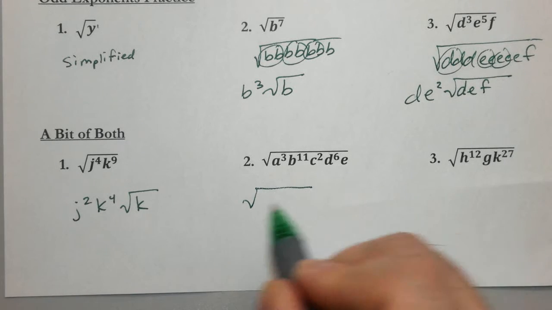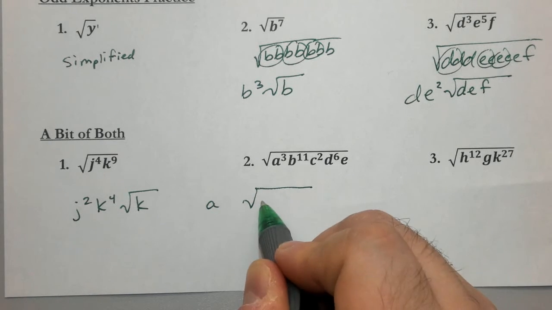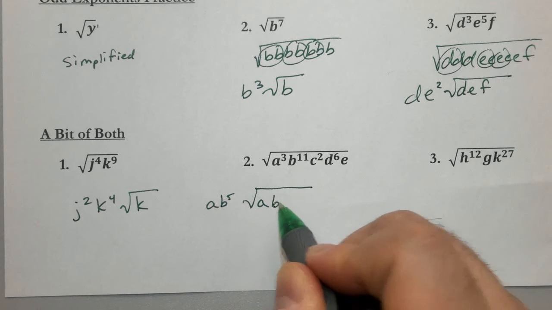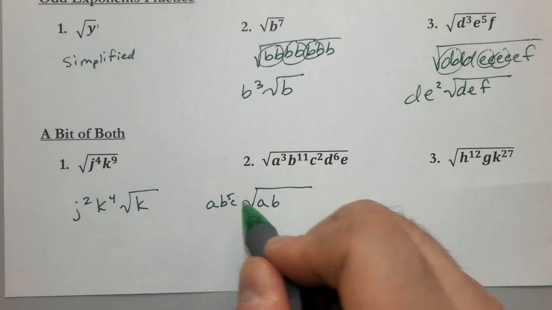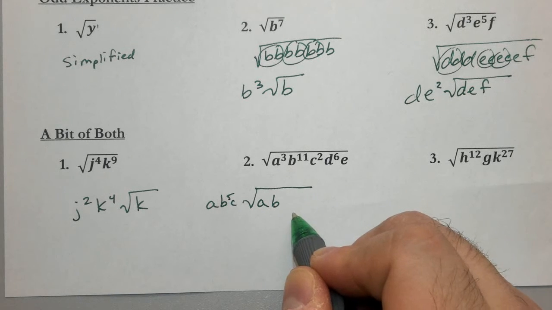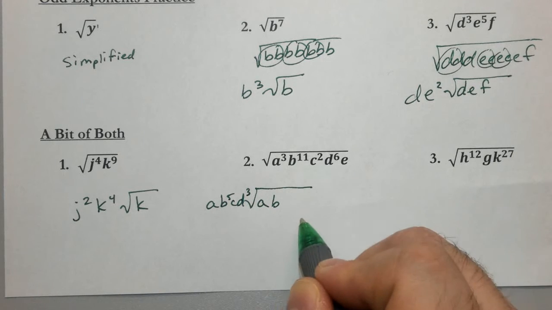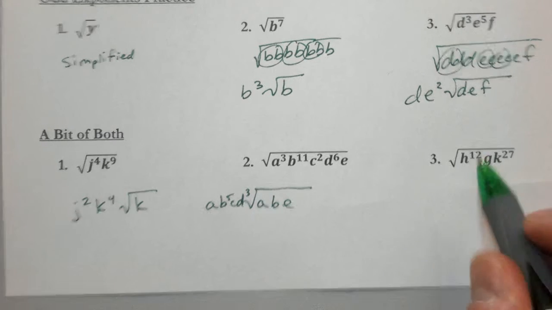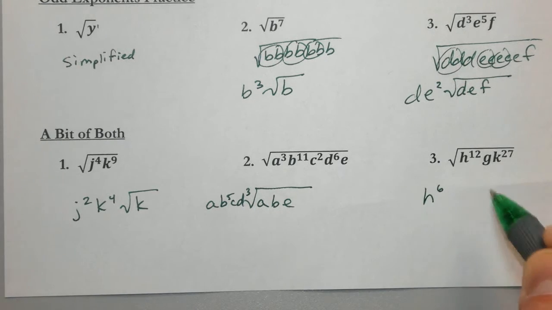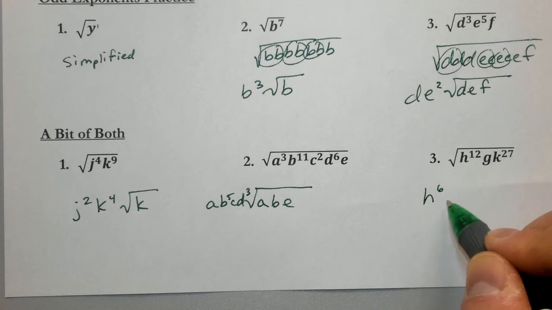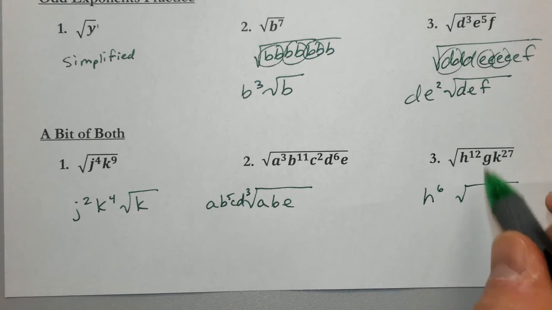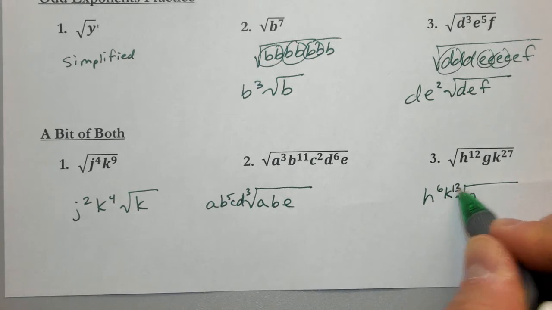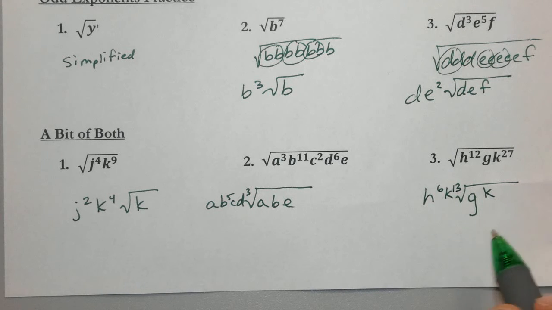This one will be a with a leftover a inside the radical, b to the 5th with a leftover b inside, c with no leftover c's on the inside, d to the 3rd with no leftover d's on the inside, and an e on the inside. And then number 3 will be h to the power of 6 on the outside. No leftover h's. There's a leftover g on the inside. And then k to the power of 13 with a leftover k on the inside.